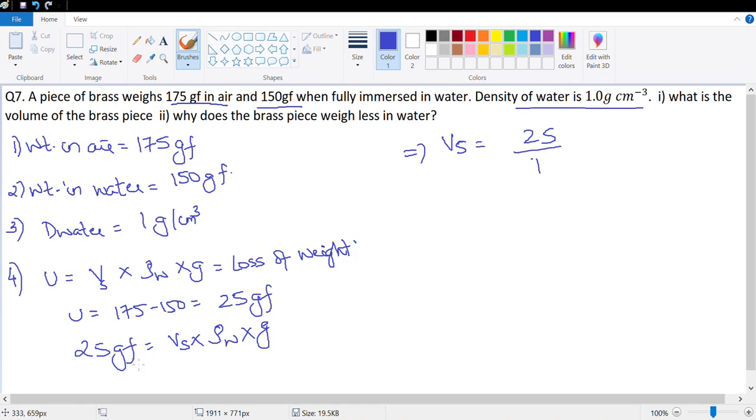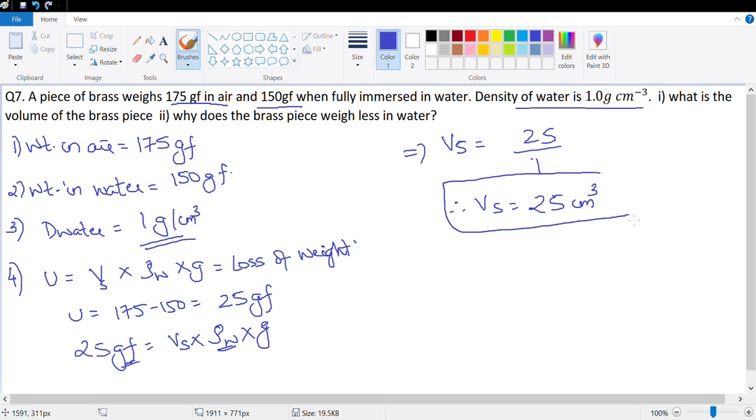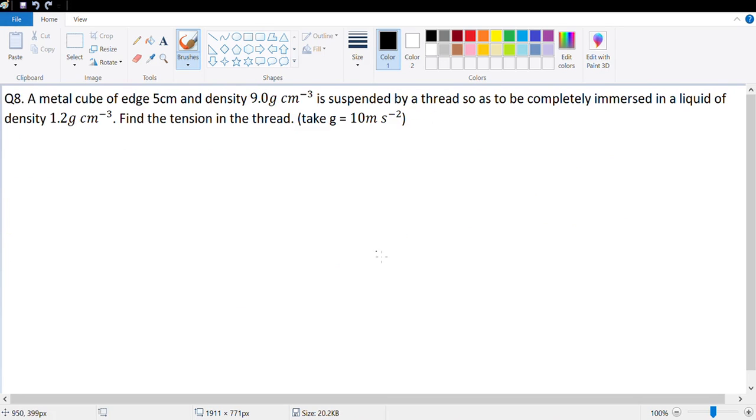I've taken density of water as 1 as given, and I have converted gram force, and there was gravity here, so that gets cancelled. Therefore, volume of solid is equal to 25 centimeter cube. Now, why does the brass piece weigh less in water? The apparent weight is less because of upthrust. Not a part of the numerical, but otherwise your answer would be: because of the upthrust, the weight of brass is lesser in water compared to in air.